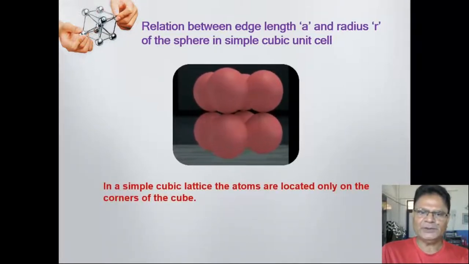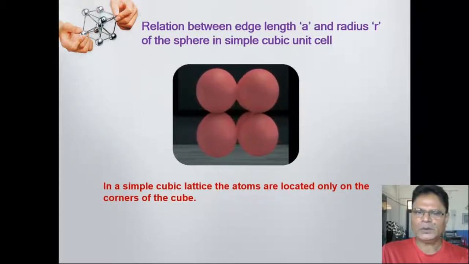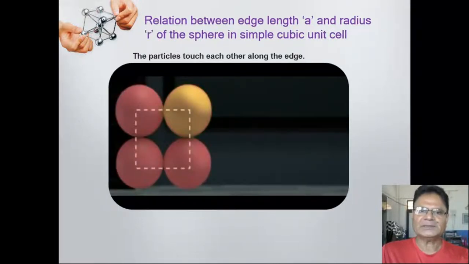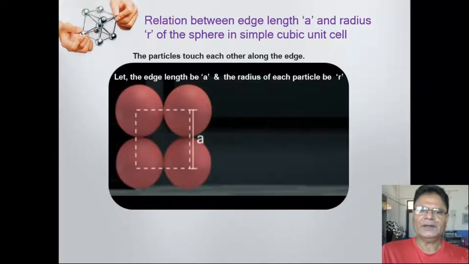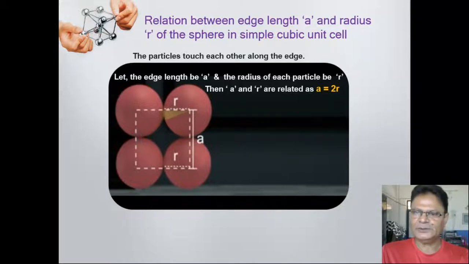In simple cubic unit cell, the atoms are located only on the corners of the cube. The particles touch each other along the edge. Let the edge length be a and the radius of each particle be r. Then a and r are related as a is equal to 2r. Edge length a is equal to 2r.